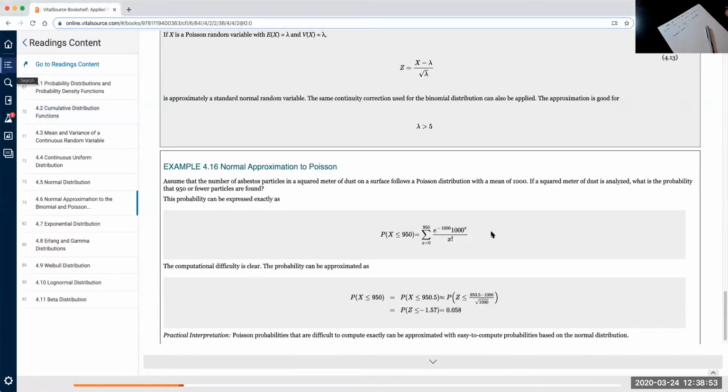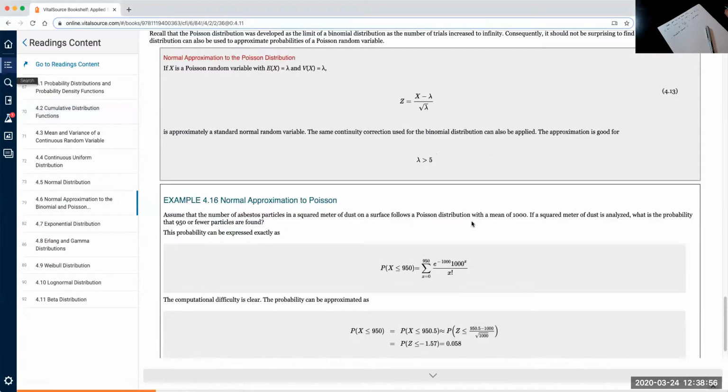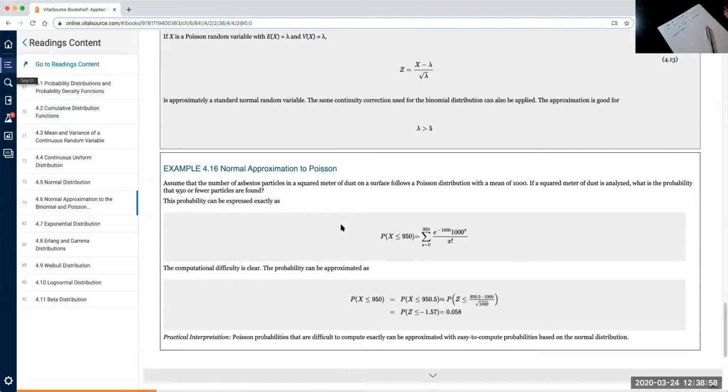Now let's see an example. Okay, so share screen. All right, so let's see example 4.16, normal approximation to Poisson.